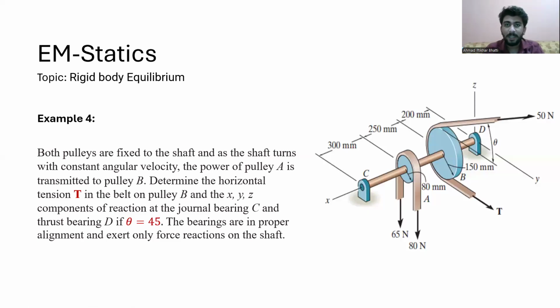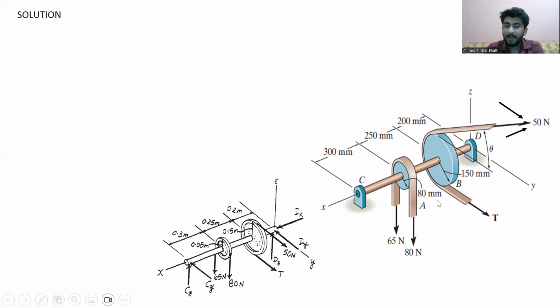So you see, in this problem, we have to find the tension T in the belt on the pulley beam, and the X, Y, and Z components of reaction at the general bearing C and at the general bearing D. If you notice, you are also given an angle which has a value of 45 degrees. So at the bearing C, we have two reaction forces acting, and at the bearing D, we have three reaction forces acting. And you see that this is the free body diagram of this system.